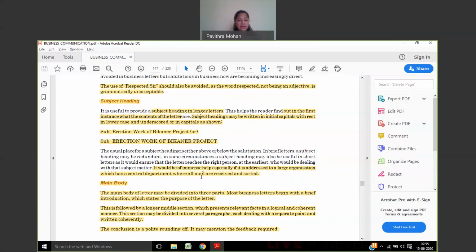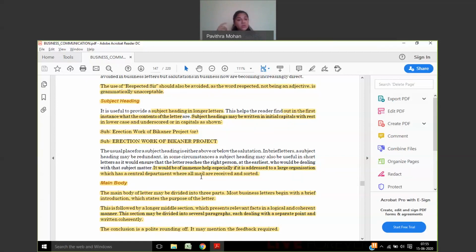Then after that, it would be of immense help, especially if it is addressed to a large organization which has a central department where all mails are received and sorted. So the subject will be very, very important, because if there are multiple departments in an organization and the mail has to be sent to a particular department, if you write the subject and also say which department it needs to go to, it will become easier for them to identify.